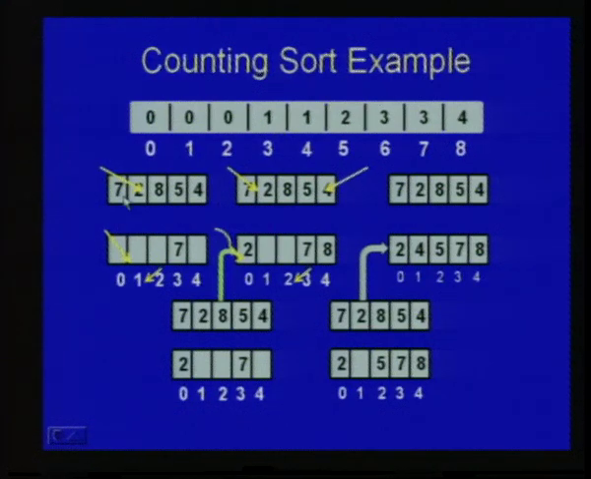Then you take 1 by 1, take 7, put it in the 3rd position, take 2, put it in the 5th position, take 8, put it in the 4th position, take 5, put it in the 2nd position, and take 4, put it in the 1st position. So, you get the final sorted array. So, that is the counting methodology.